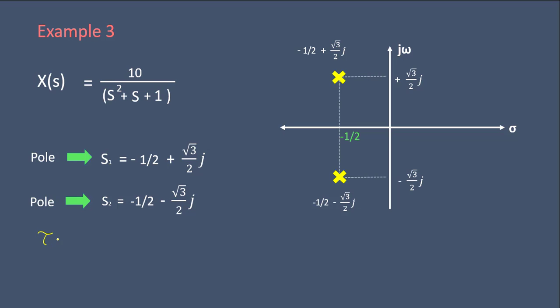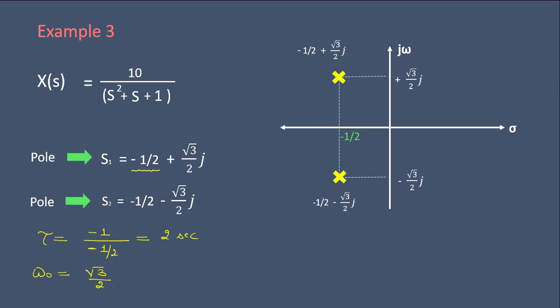If you find the time constant tau, it will be -1 upon the negative real part of the pole location. The negative real part is -1/2, so the time constant tau will be 2 seconds. Similarly, the frequency of oscillation omega naught, we know, is the imaginary part of the pole location. The imaginary part is √3/2, so the frequency of oscillation is √3/2.